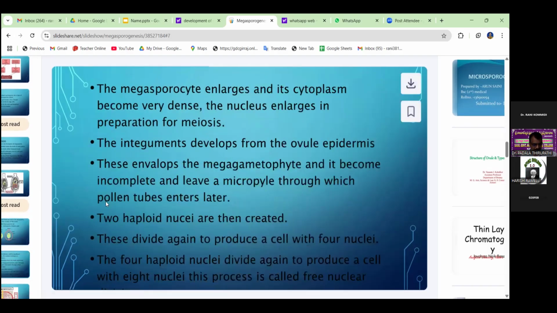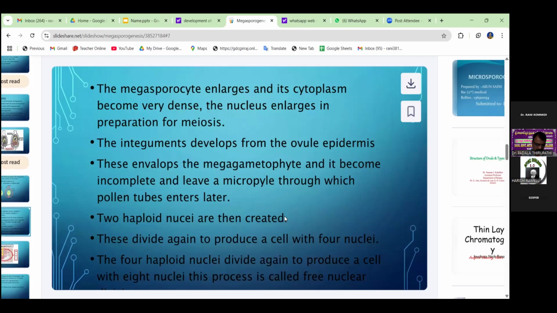The megasporocyte enlarges and its cytoplasm becomes very dense. The nucleus enlarges in preparation for meiosis. The integuments develop from the ovule epidermis. They envelop the megagametophyte, remain incomplete and leave a micropyle through which the pollen tube enters later. 2 haploid nuclei are then created. These divide again to produce a cell with 4 nuclei. The 4 haploid nuclei divide again to produce a cell with 8 nuclei.